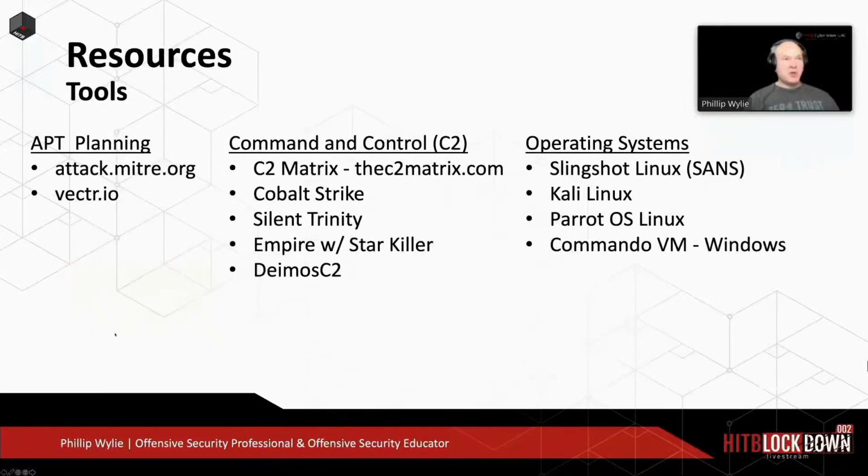And resources. When you're planning your APTs, MITRE and VECTR are good resources. Command and Control, the C2 Matrix has a list of different C2s out there. Some examples are Cobalt Strike, Silent Trinity, Empire with Starkiller, which is the web front end to that, and Merlin C2 is a fairly new one. It runs on Go. It was programmed in Go, the language I'd mentioned.